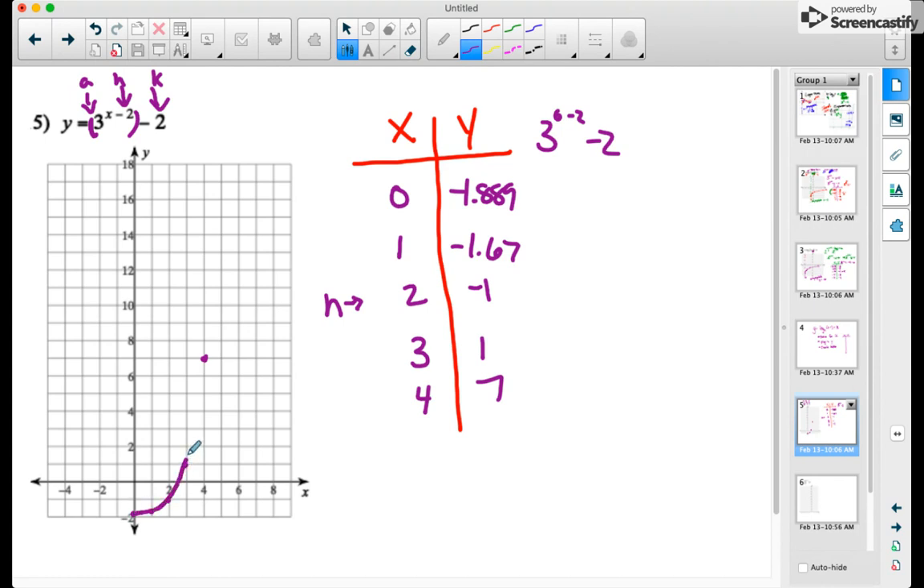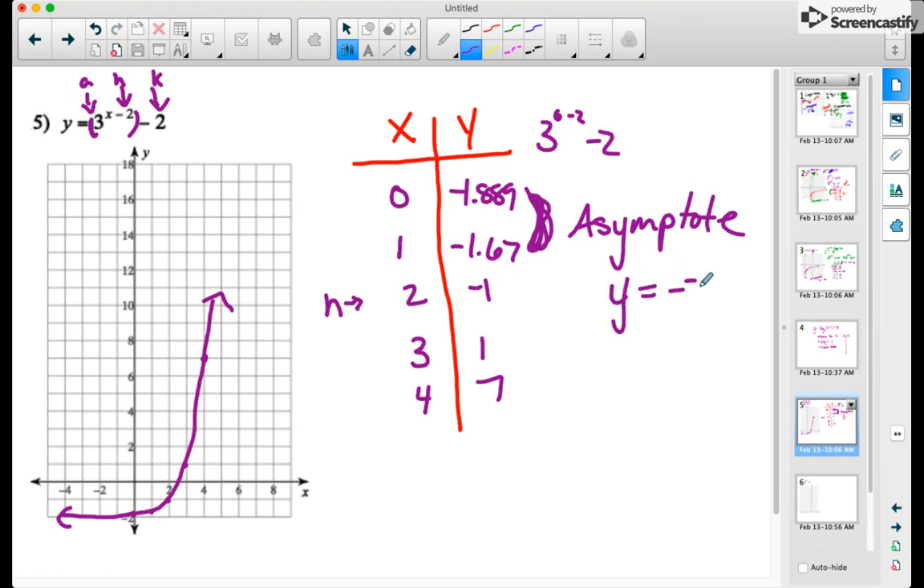And now I've got an exponential graph. And just like before, when we talked about when you get coordinates that are super close together like that, that's telling you where your asymptote is. So I'm getting closer and closer to -2, but I'm not quite there yet. So my asymptote is going to be at y equals -2.